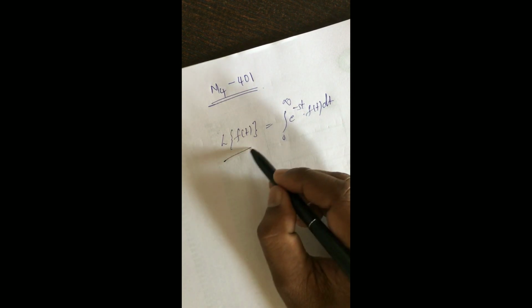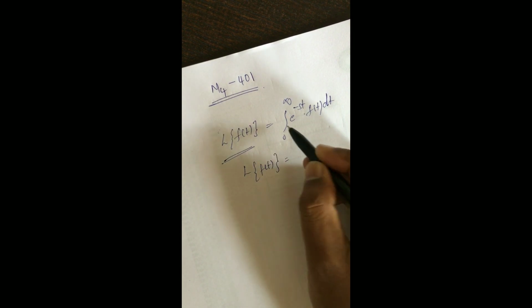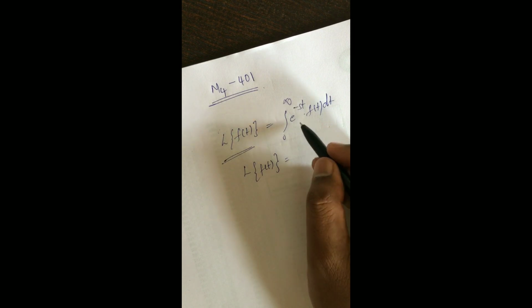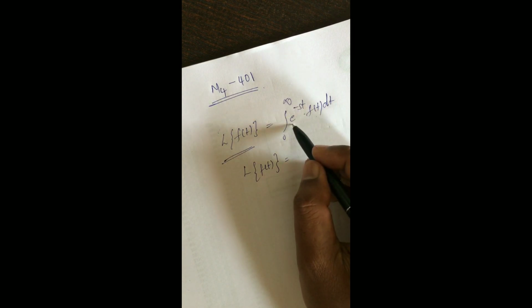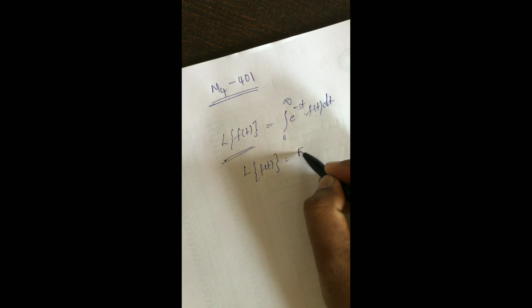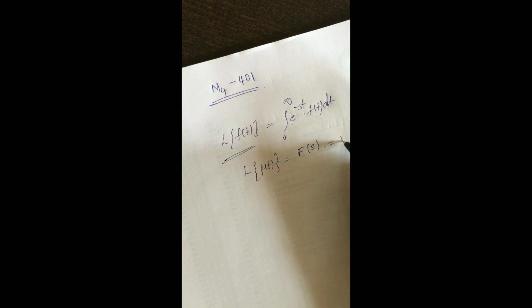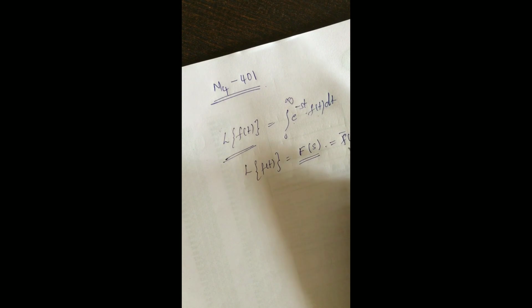So for this f of t, after the Laplace transform, that means the integration from 0 to infinity of f of t multiplied by e to the power of minus st, you will get F of s. What is that? F of s, or else f dash of s. You can indicate it like this.